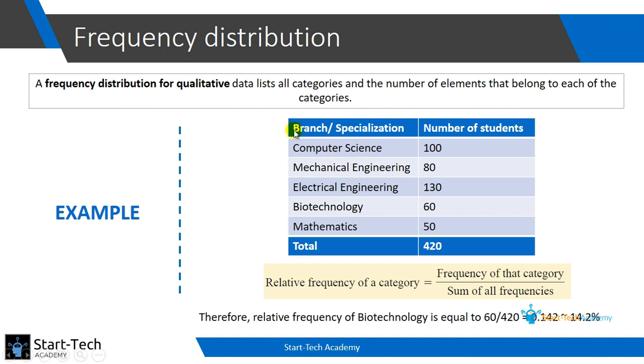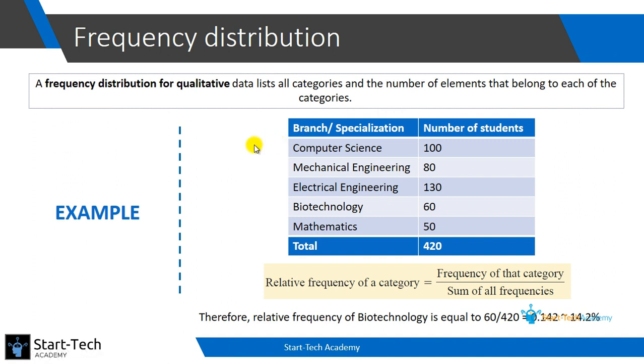When we have the categories like this, that is, the categories are discrete. We have 5 different branches, and to each branch we can clearly assign the students. This is called qualitative data or categorical data, and this type of distribution is called a frequency distribution for qualitative data.